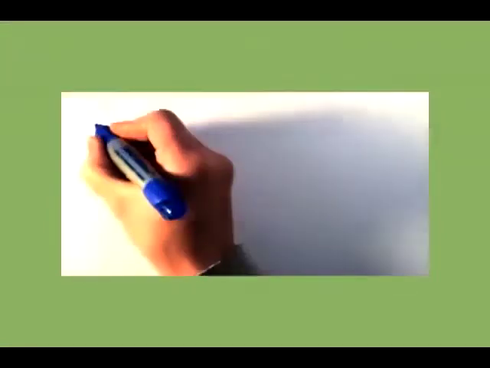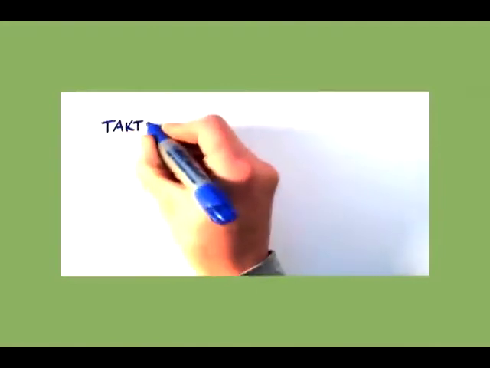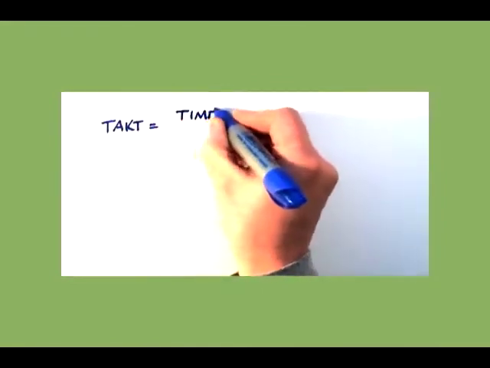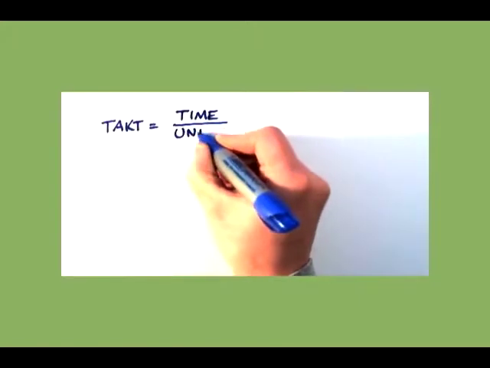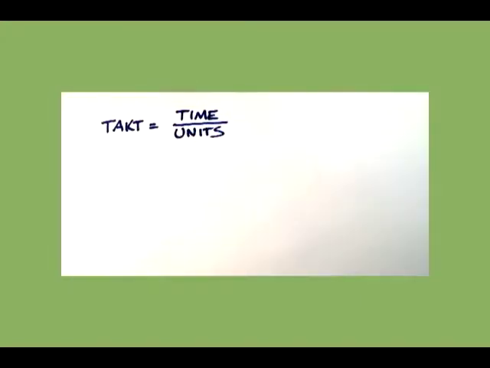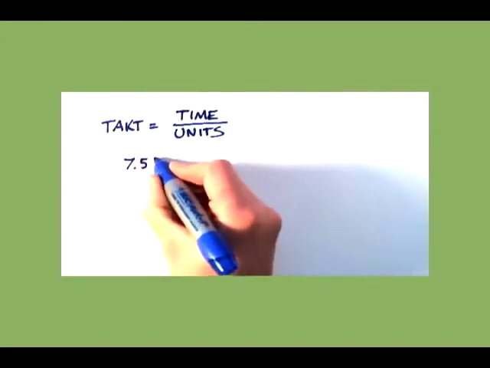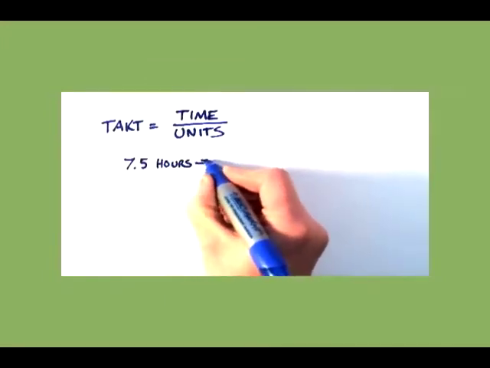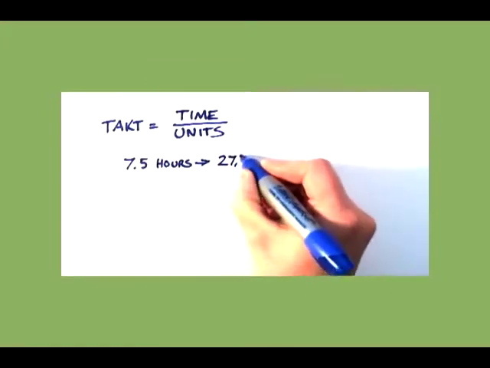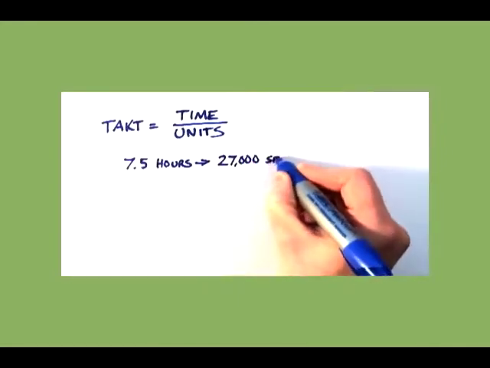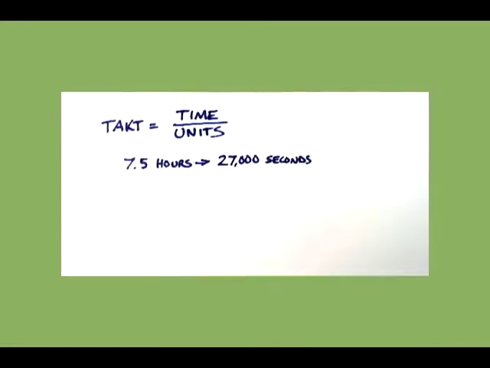Currently, the company has 1 customer that regularly orders 36,000 units a month. If the company ran a 7.5-hour shift per day, what would the takt time be? Let's review the takt calculation again. Takt time is the calculated demand rate, available time divided by units needed. The available time in a 7.5-hour shift is 27,000 seconds. Multiply that times 20 days in a month equals 540,000 seconds in the month. So our available production time in the month is 540,000 seconds in this scenario.